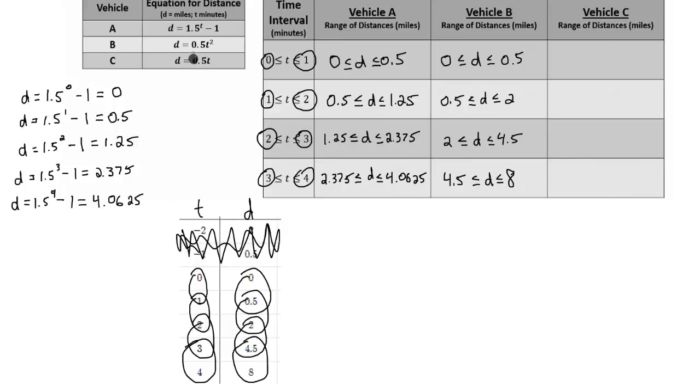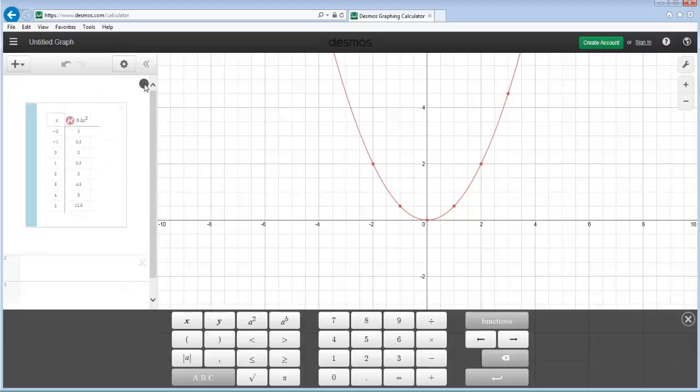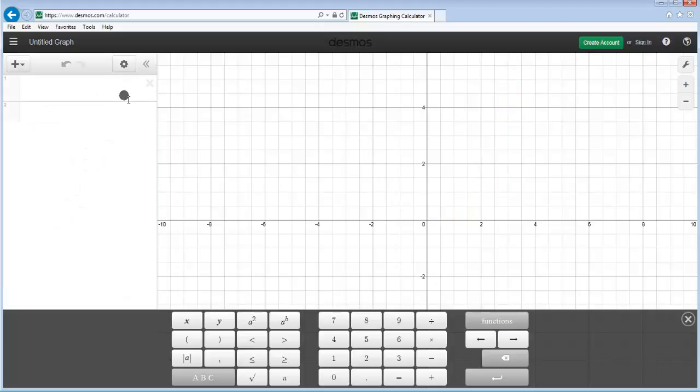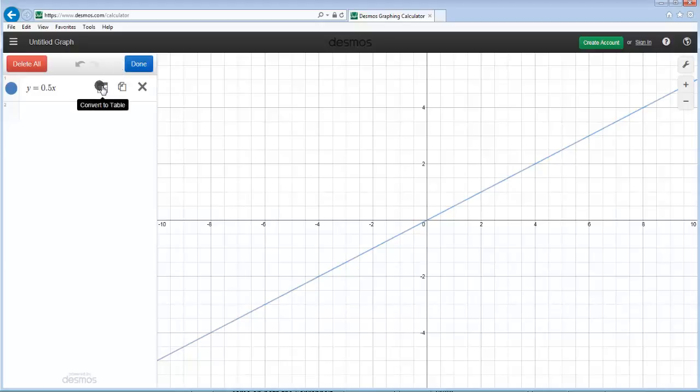Now we're going to do that same thing for vehicle C, and we see that the equation for vehicle C is right here. It's d equals 0.5 times t. So I'm going to jump back into Desmos. I'm going to X out this graph. I'm going to plug in my new one. It's going to be y equals 0.5 times x. And I'm going to hit my gear again. It's going to be edit, and I click convert to table.